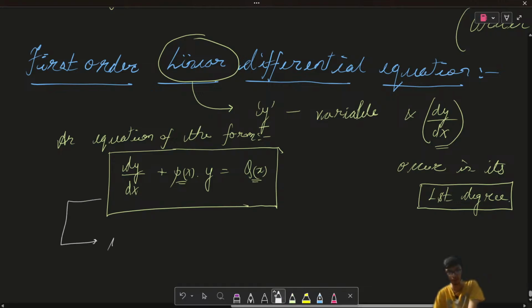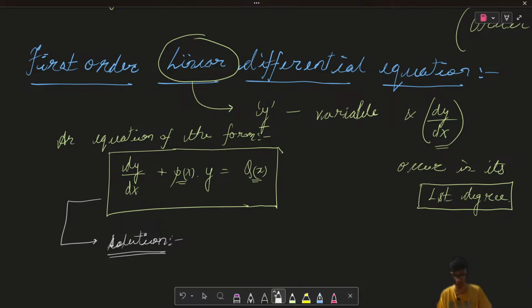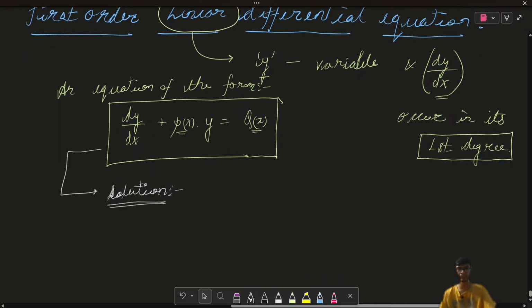So, in order to proceed with the solution, let's try to understand how I am going to solve these kinds of differential equation. In order to solve this differential equation or to get the general solution of the above equation, we need to proceed as follows, right? There is something called an integrating factor.